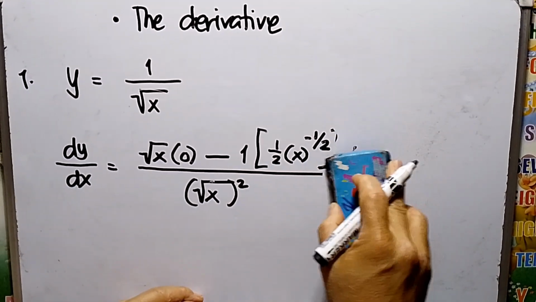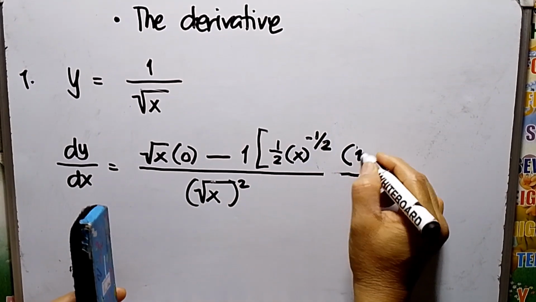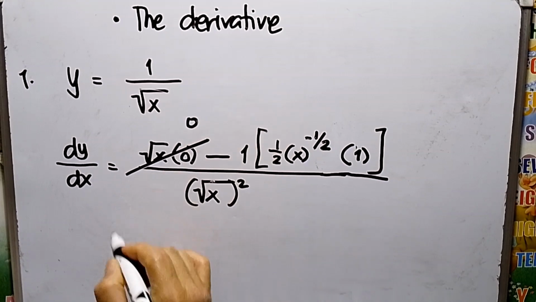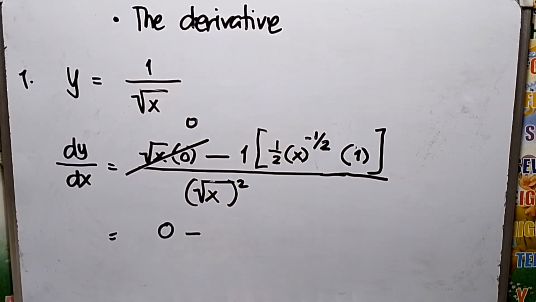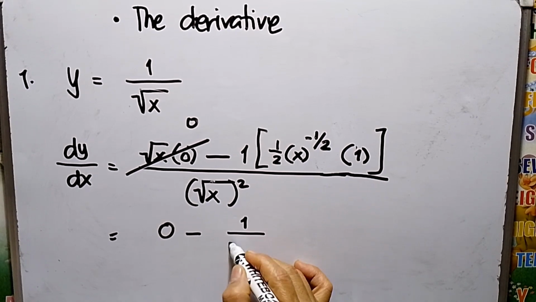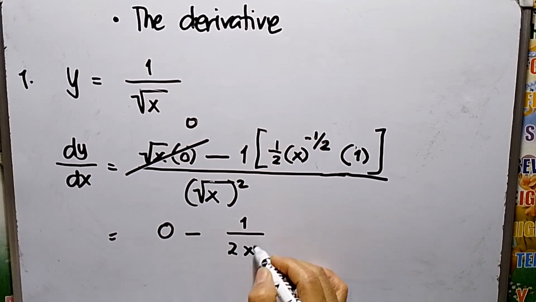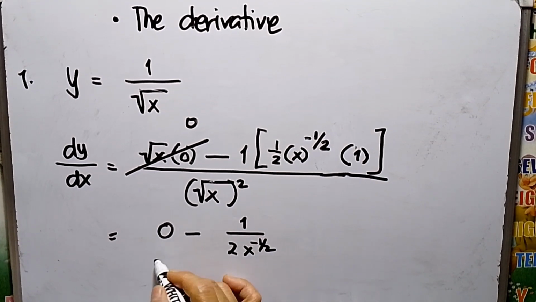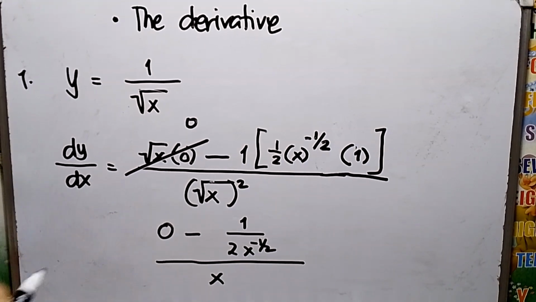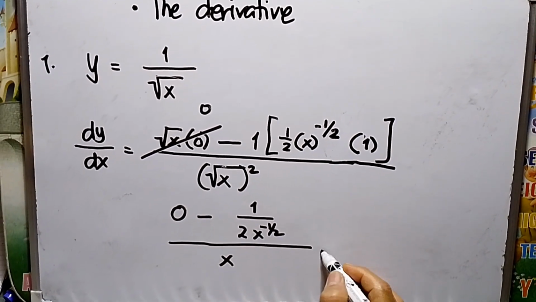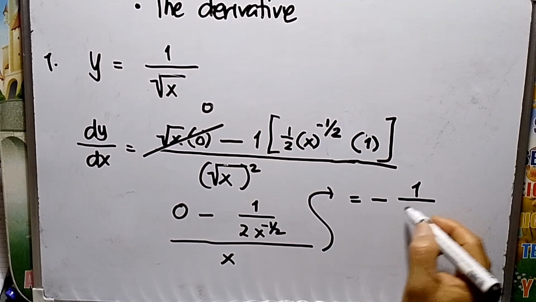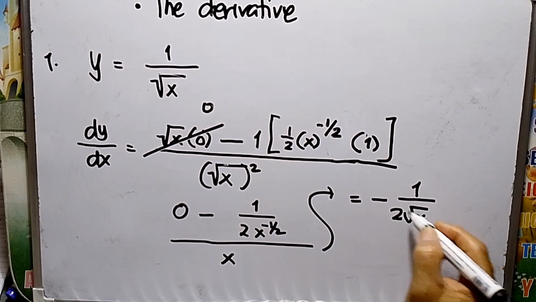Sorry, there's still 1 in here. Then close with square brackets. So this will be 0. 0 minus 1 over 2 x raised to the negative half over x. So to simplify, this will be negative 1 over 2 square root of x.